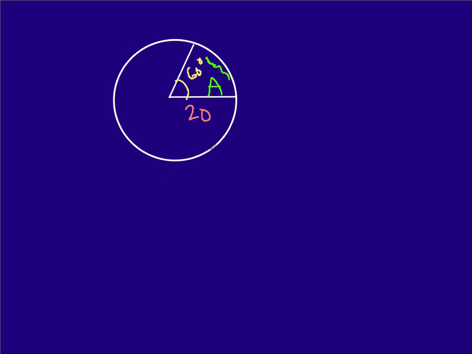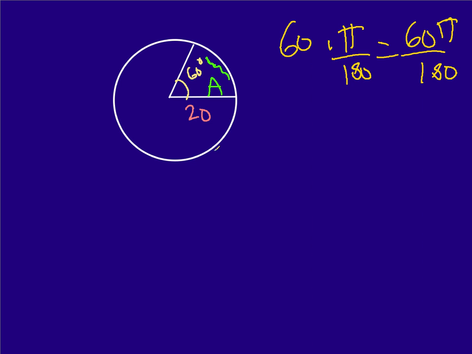So to do this, we just first convert. I have to take my 60 degrees and convert them to radians. So I just take 60, multiply by pi over 180. And so I get 60 pi over 180. And that reduces down to pi over 3, because you divide both of these by 60, right? Like so. So I got pi over 3.